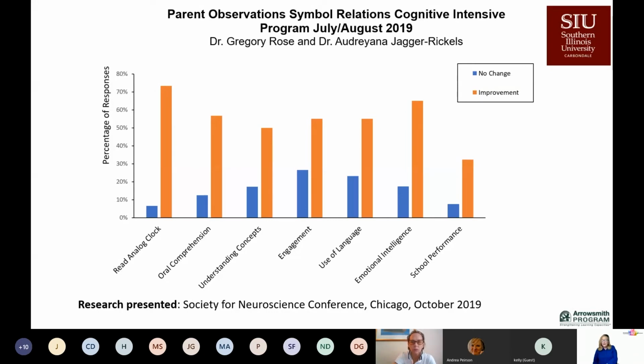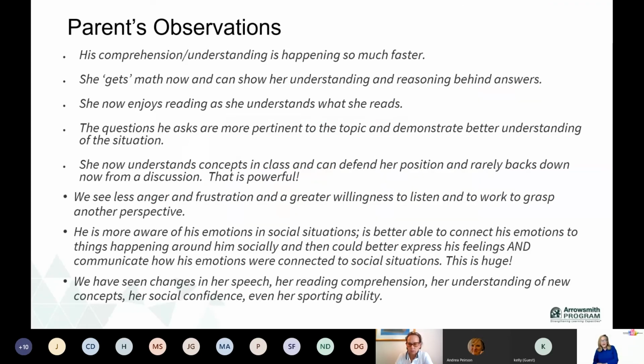But all of these changes that parents were observing line up with the networks that are changing in the brain and with what we're seeing in terms of the cognitive ability changes on the Woodcock-Johnson. So, different ways of looking at the changes are all lining up to show very similar kinds of changes. And these were just some parents' observations as their children were going through the program.